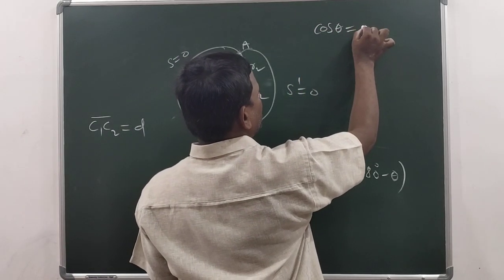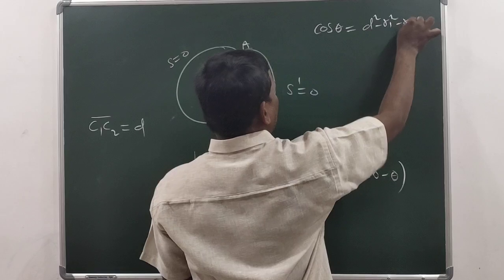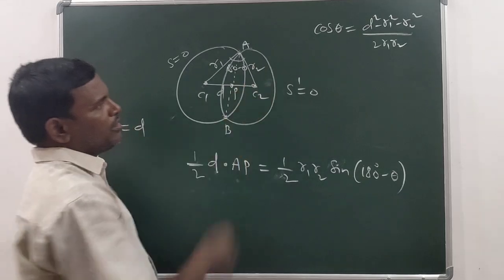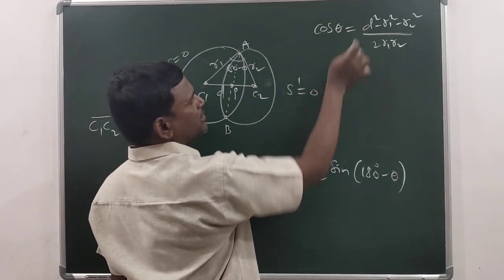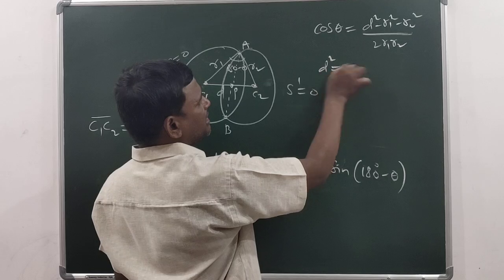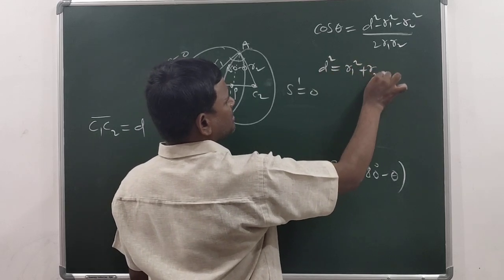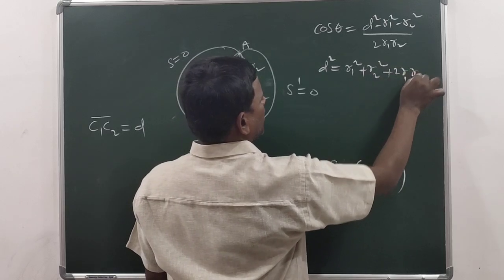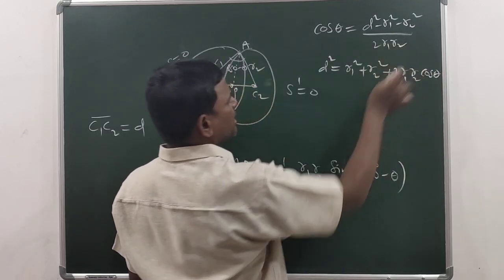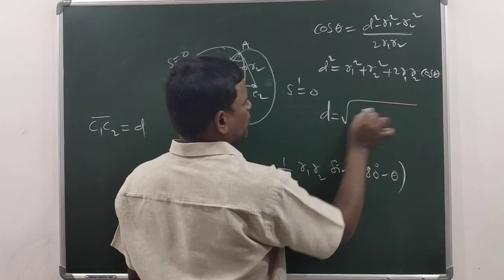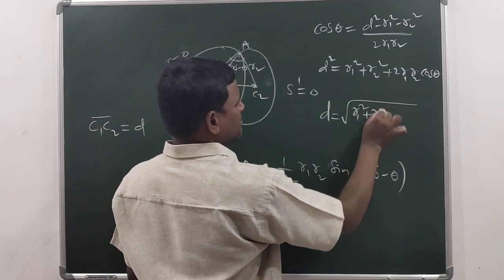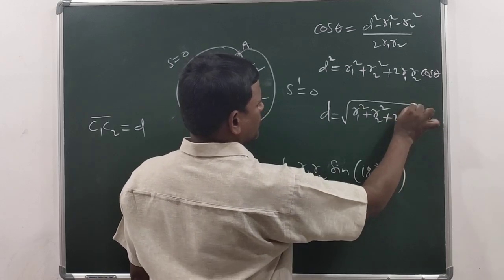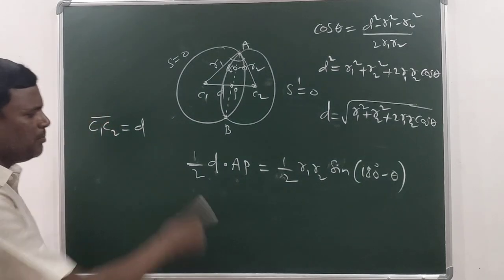You read this formula: cos theta is equal to d square minus r1 square minus r2 square by 2r1 r2. Now in that formula make d the subject. Take this to the left side so that you will get d square equal to r1 square plus r2 square plus 2r1 r2 cos theta. When you transfer the square to that side, d is equal to root of r1 square plus r2 square plus 2r1 r2 cos theta. Prepare it and keep it aside.